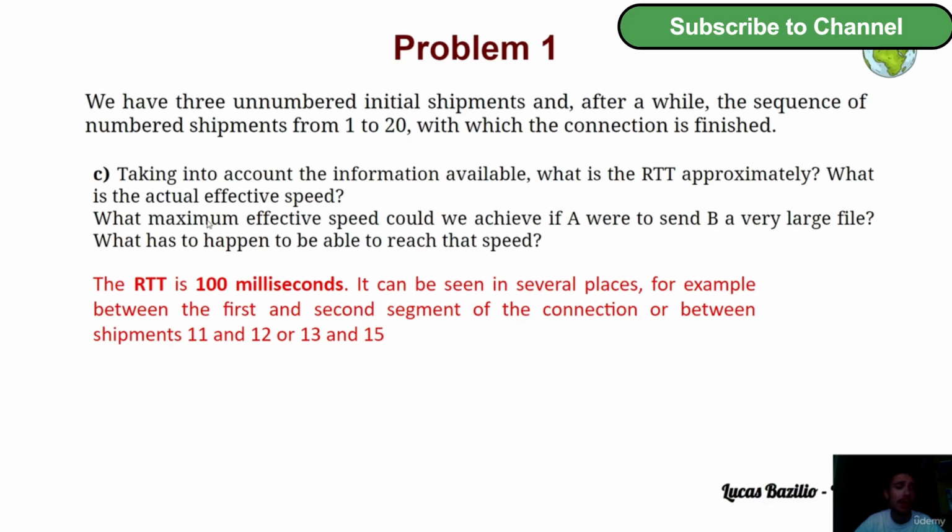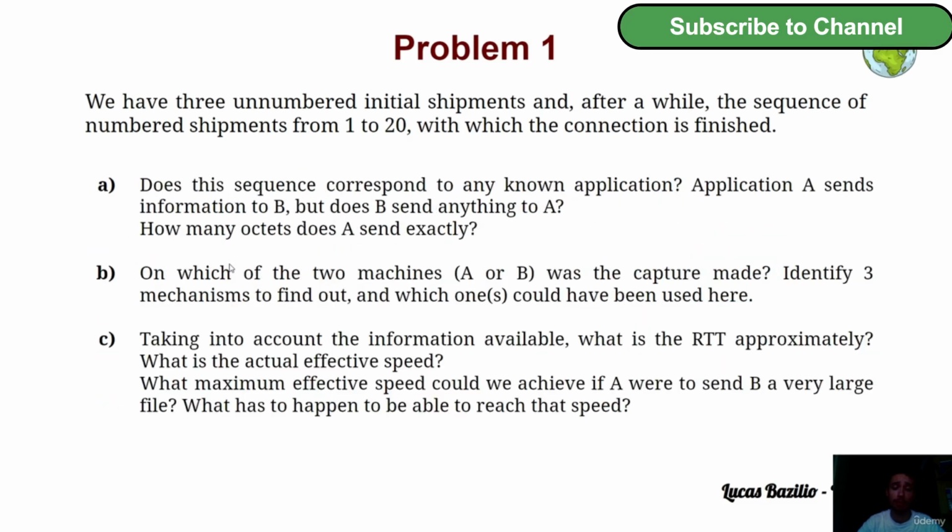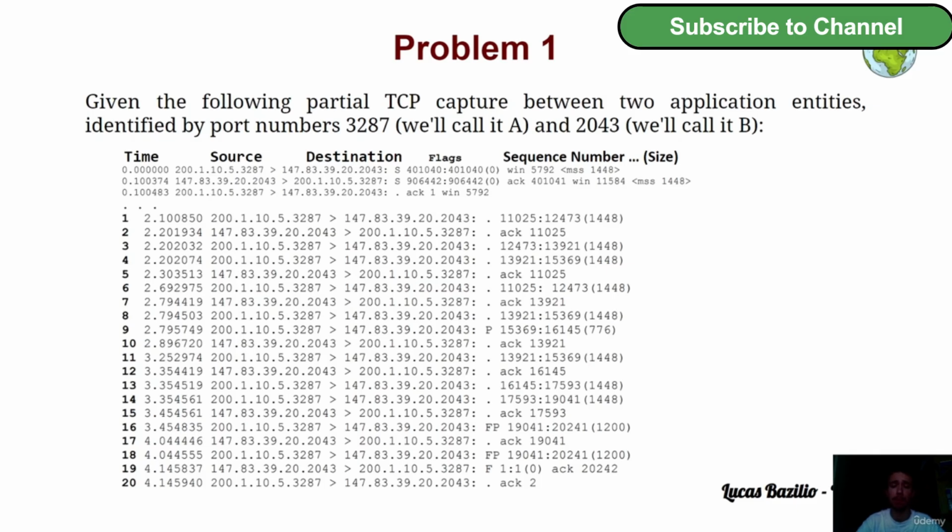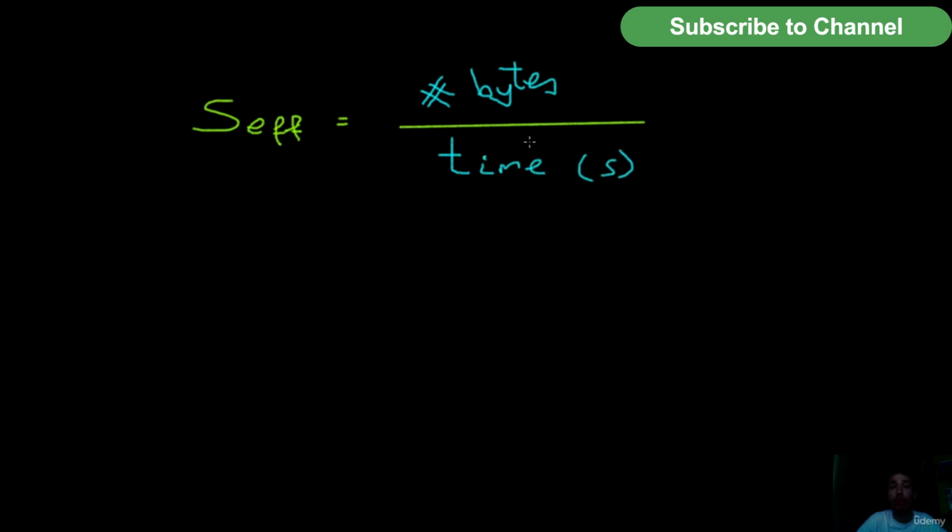Let's begin with what is the actual effective speed that we see in this capture frame on this TCP connection between A and B, between these two applications. So first of all, this is going to be a computation of the quotient to calculate the actual effective speed. We are going to have here on the numerator the number of bytes, the amount of bytes that we have sent so far, and here the time in seconds. If we do this fraction from the capture, we are going to have the actual effective speed.